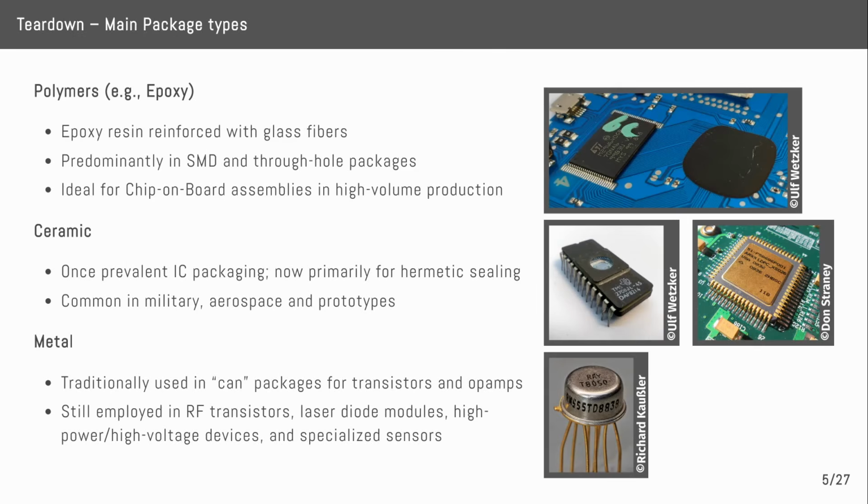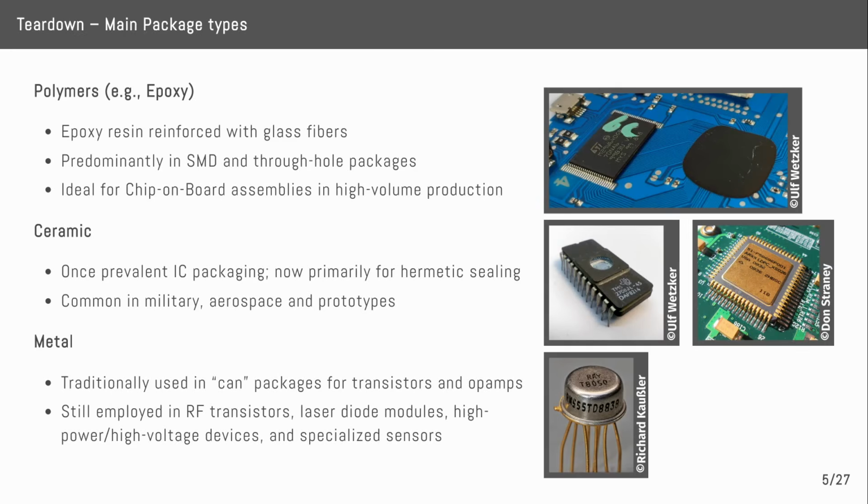Then there are ceramic packages. If anyone is doing retro computing, you will find them quite often because they were used in the past quite often. Nowadays, they are only used for special purposes and prototyping. For transistors and op-amps, especially in the past, you could find these metal packages, canned packages.